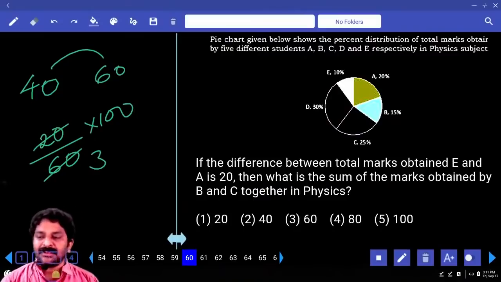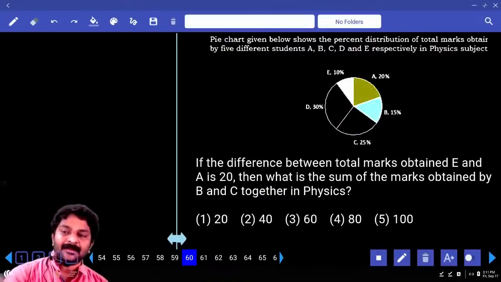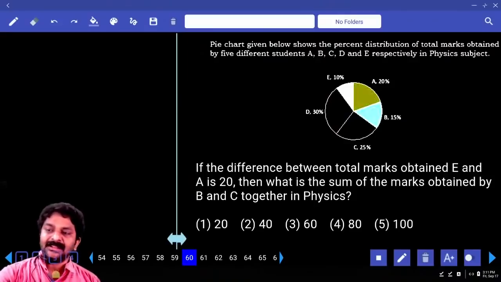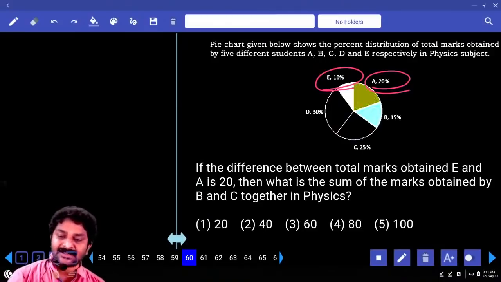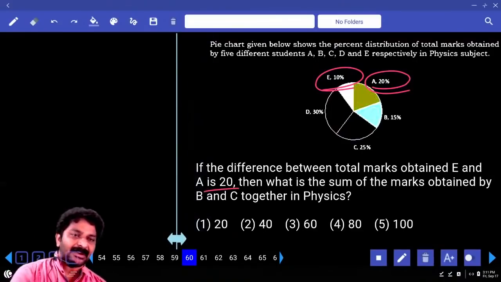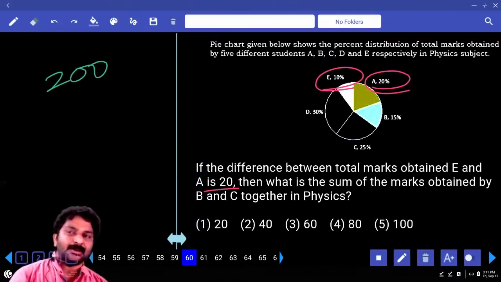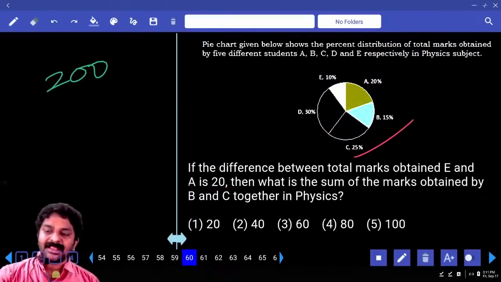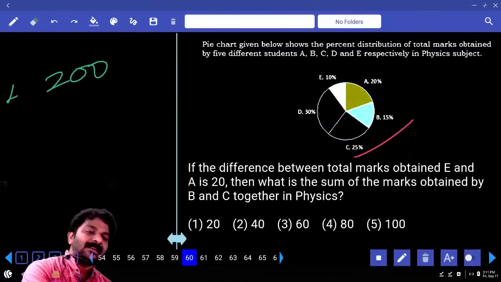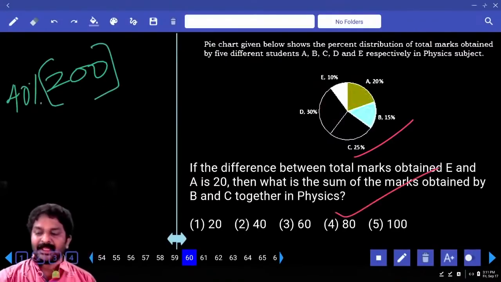If the difference between total marks obtained by E and A: E 20%, A 20%, E 10%, difference 10%. 10% is equal to 20. Then 100% is equal to 200 only. Sum of marks obtained by B, C together in physics. B and C together, that is 40%. Come on. 40% of 200 is equal to 80, fourth option.